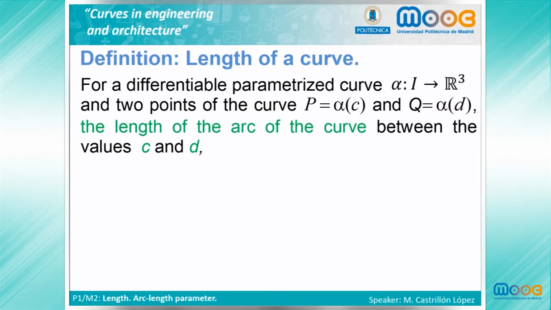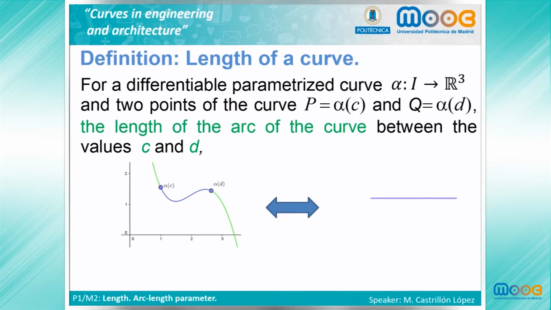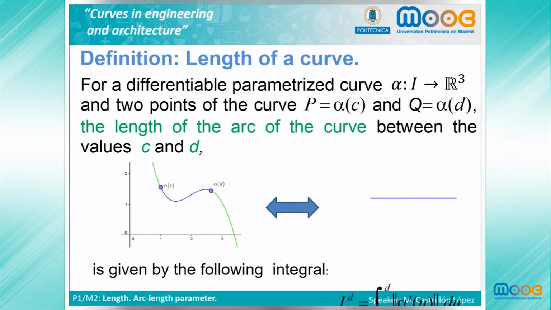For a differentiable parametrized curve alpha, defined from an interval I into R2 or R3, and given 2 points of the trace, point P equals alpha of C and point Q equals alpha of D, the length of the arc of the curve between the values C and D measures the length of the piece of the trace of the curve, drawn in blue color in the picture, as if we were stretching the curve. In order to calculate it, we have to compute the integral between C and D of the norm of the derivative of alpha, that is, the formula at the bottom of the screen.